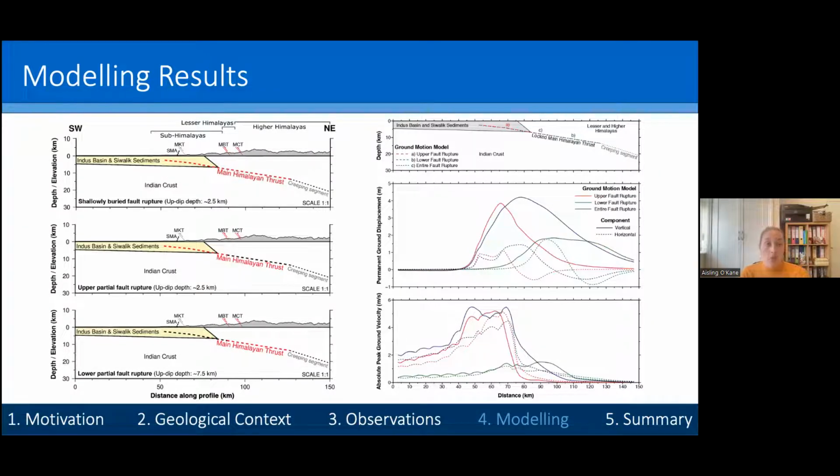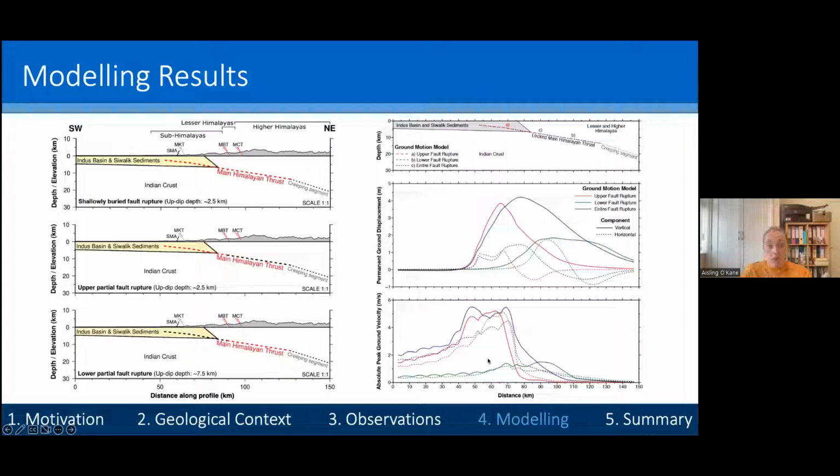Similarly, we conducted models where we just ruptured the upper portions of the fault and then the lower portions, similarly to the 2015 Gorkha earthquake. And in each of the simulations, I kept the velocity structure, the rupture process model, and everything the same except for the depth extent of the rupture. So here I ruptured the entire fault, here just the upper portion, and here the lower portion.